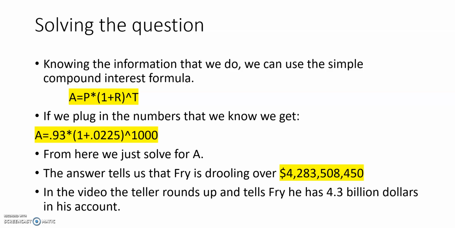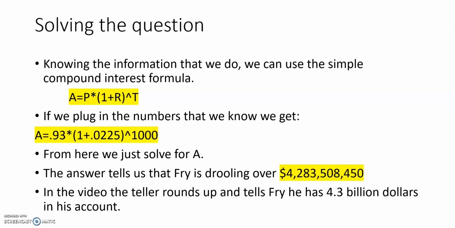Knowing the information that we do, we can use the simple compound interest formula. So that's going to be A equals P times (1 plus R) raised to the T power. So if we plug in the numbers that we know, we get A equals 0.93 times (1 plus 0.0225) raised to the 1,000th power. So from here, we just solve for A. Entering this into your calculator, you're going to get the answer that Fry is drooling over: $4,283,508,450. In the video, the teller is going to round up and tell Fry he has $4.3 billion.